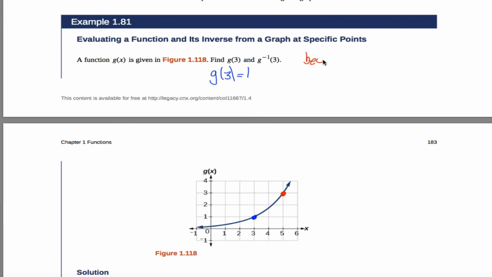So because g of 5 equals 3, g inverse of 3 is equal to 5. So the answer to the second question here is just 5, but really the reason it works is because of this right here.